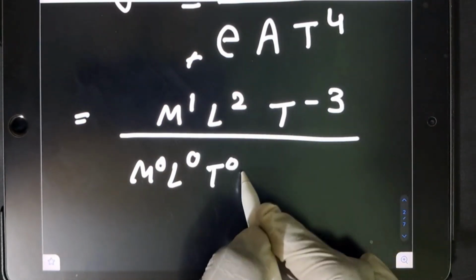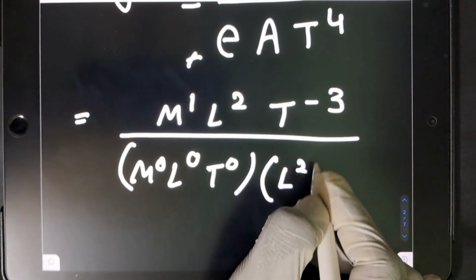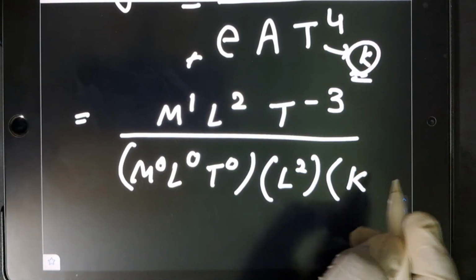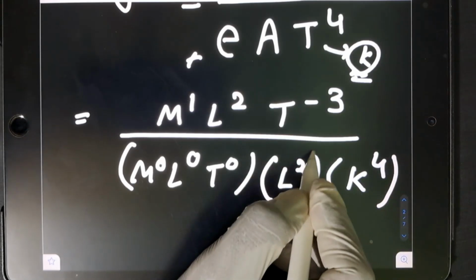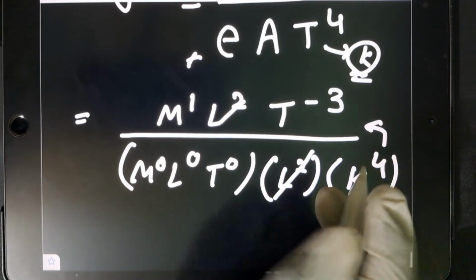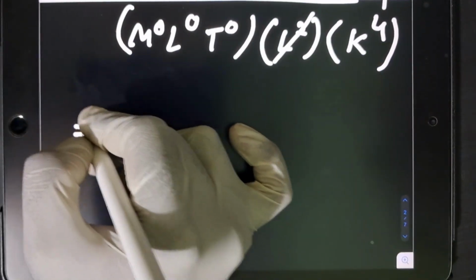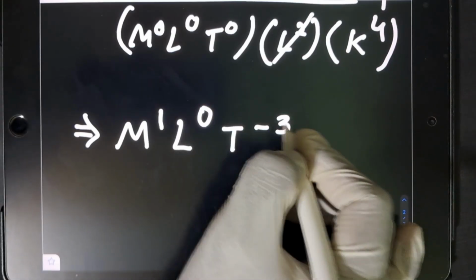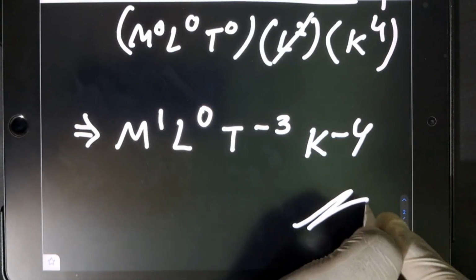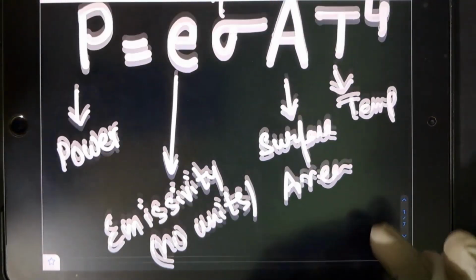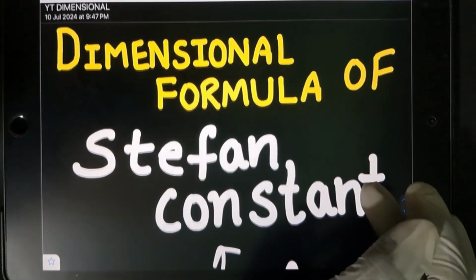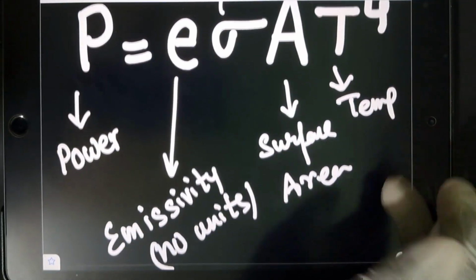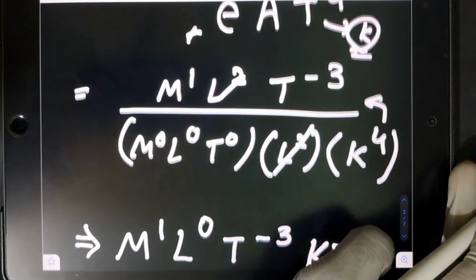Area A is L power 2, L square, and temperature is denoted by K, so K power 4. On cancellation of length and reciprocation of temperature, we get M power 1 L power 0 T power minus 3 K power minus 4. This is the dimensional formula of Stefan constant. See the formula once and derive the dimensional formula. If you find this useful, please do subscribe.